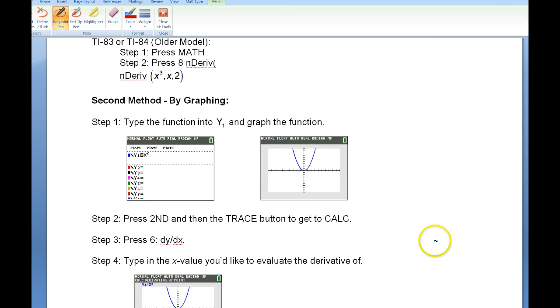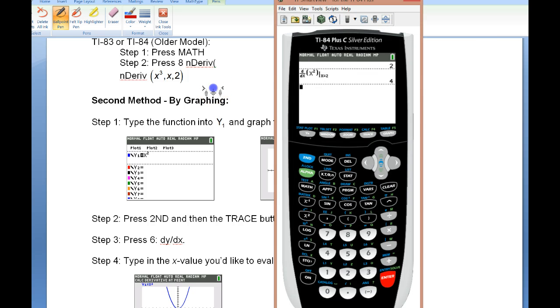Okay, next we can do it by graphing. So let's take a look. If you go to your y equals and type in x squared and graph it. Now there are actually two things we could do here, but I'm going to show you the second and then the trace button. So second, trace. In pre-calculus or algebra 2, you've already learned about value. You found the zeros, the minimum, the maximum, you've done intersection.